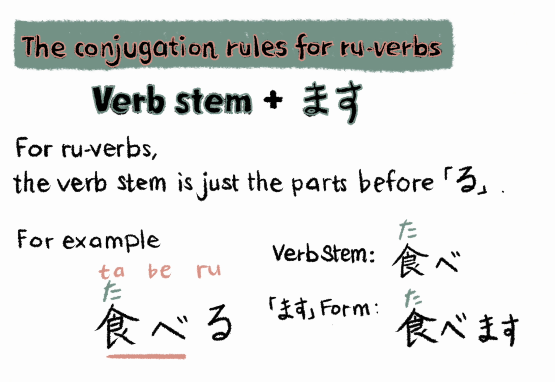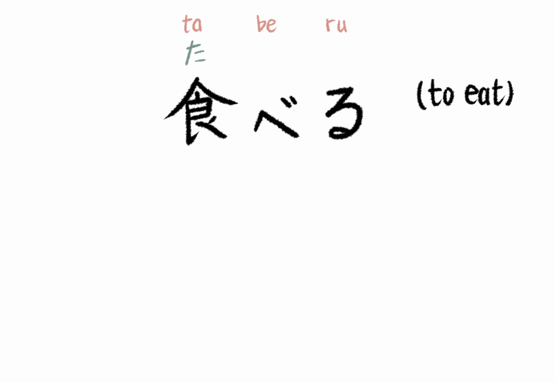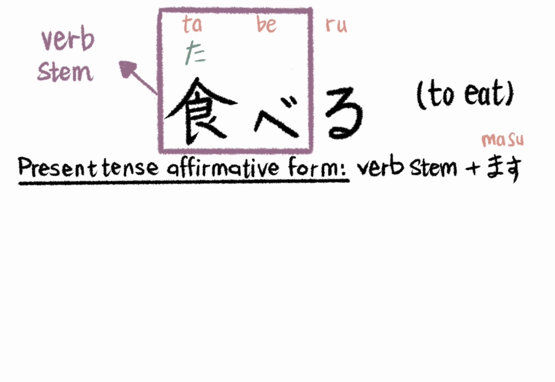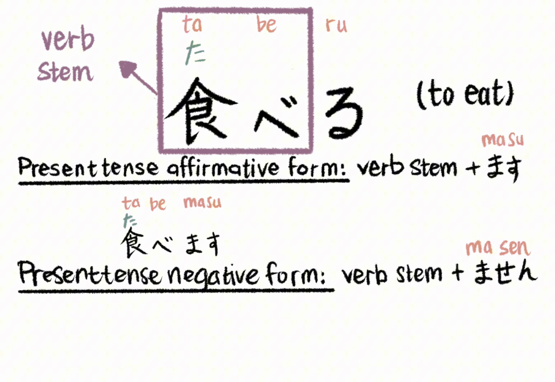Tabemasu. Let's go over it again. For any ru verbs, the verb stem is just the part before ru. So in this case, the verb stem is tabe. To conjugate the present tense affirmative form, we just need to add masu to the verb stem. So the present tense affirmative form is tabemasu. To conjugate the present tense negative form, we just need to add masen to the verb stem. So the present tense negative form is tabemasen.